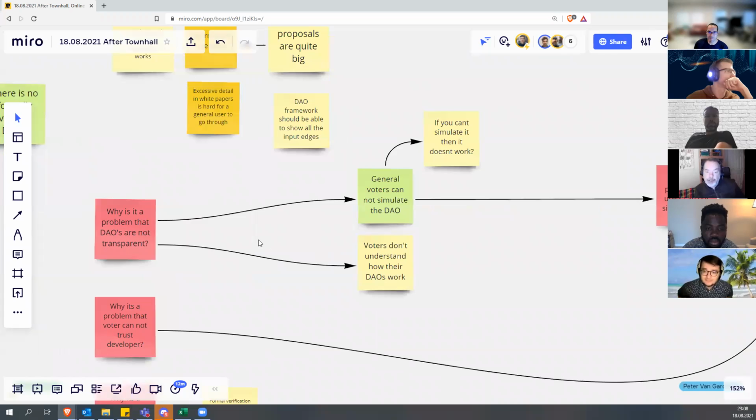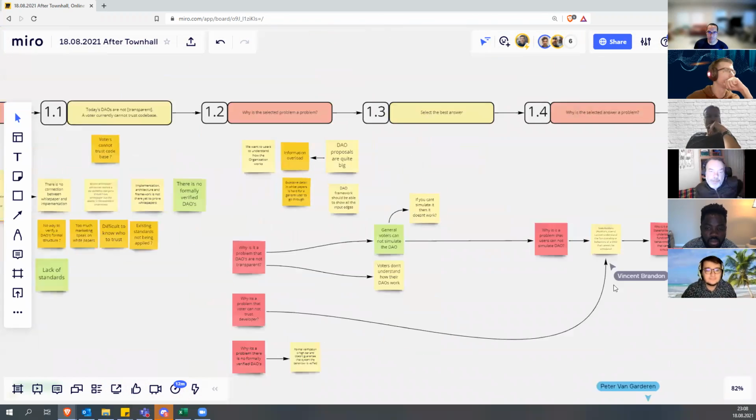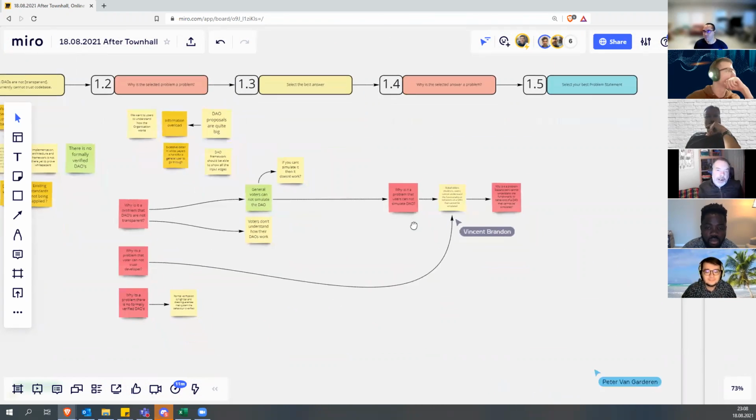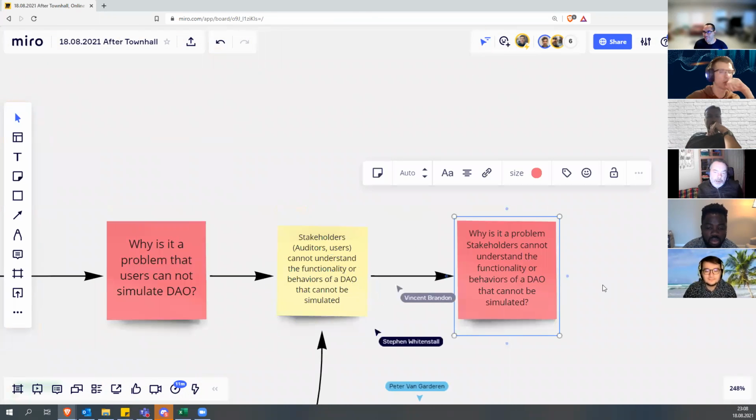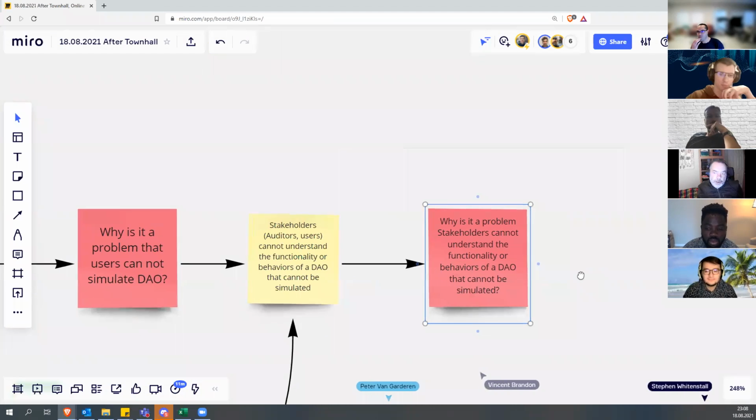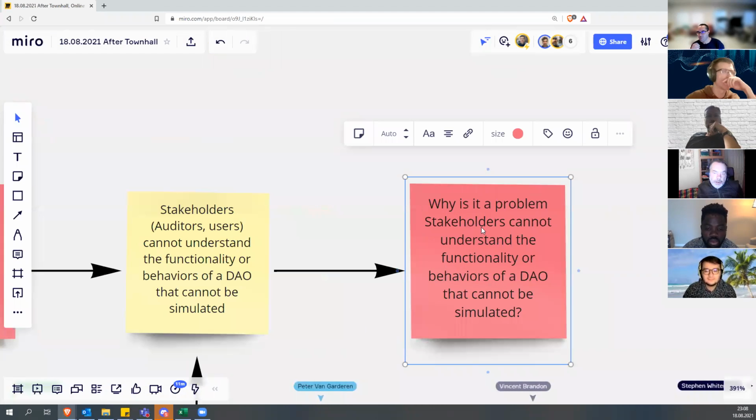So where are we, Tevo? We are still trying to figure out whether we are going into the loop, if we are going to try to get to the last problem statement: why is it a problem that stakeholders cannot understand the functionality or behaviors of a DAO that cannot be simulated?